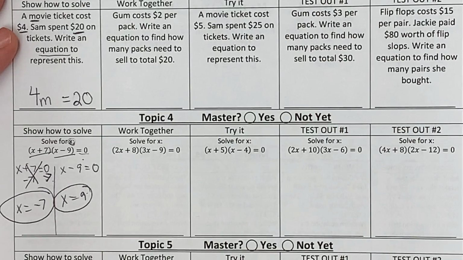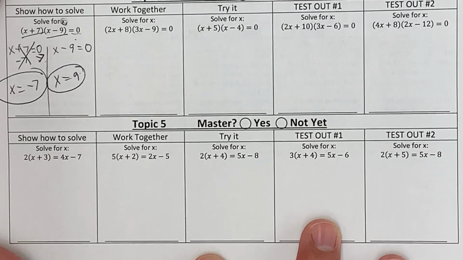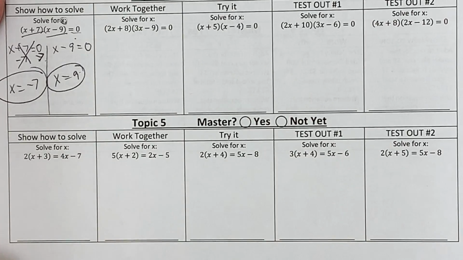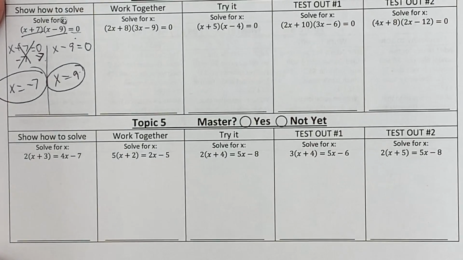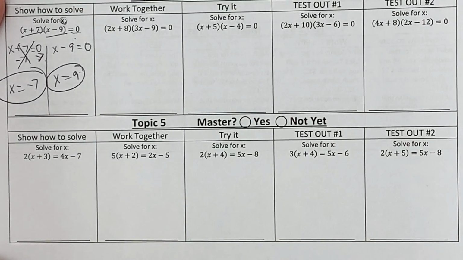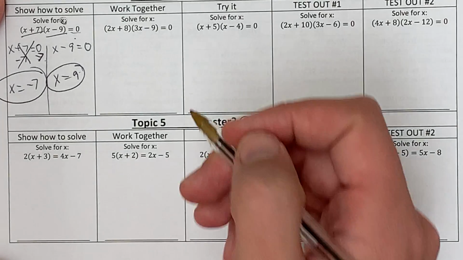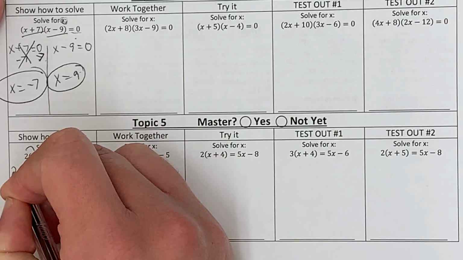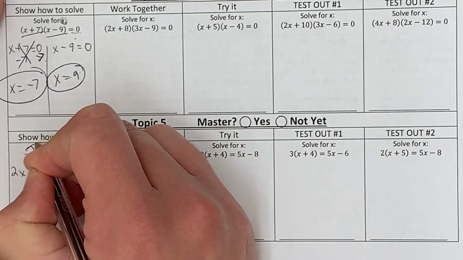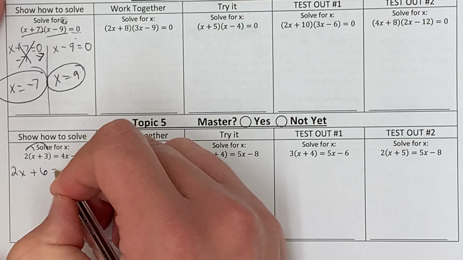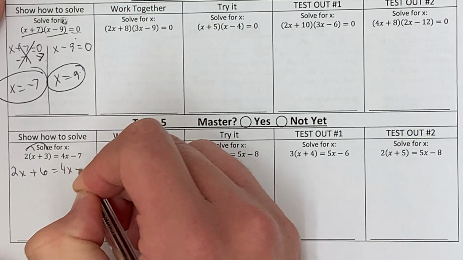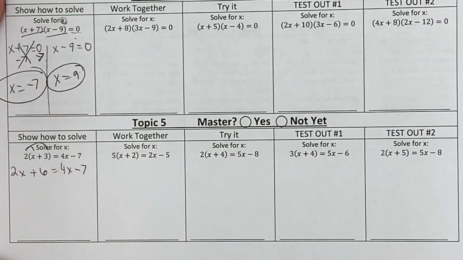All right, let's move down. All right, topic 5. So we're going to be working on some equations. So we've got the distributive property in here. We're going to have to use that commutative property maybe later on. So let's take a look. So first thing, we've got to distribute. So 2 times x is going to give me 2x. 2 times 3 is going to give me 6. Bring down equals 4x. And then negative 7.